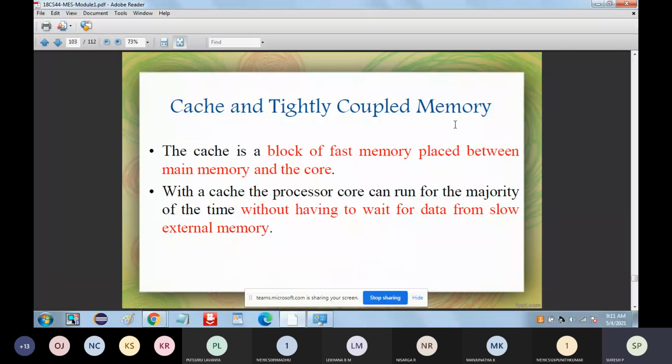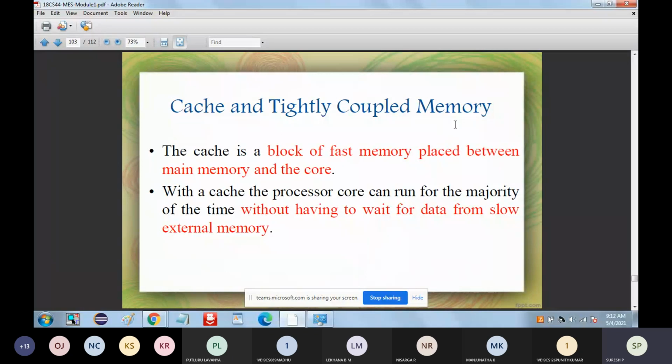Because if it has to come from the secondary memory, first the instruction or data has to be brought from secondary memory to the primary memory, which is nothing but your main memory. Then from main memory it has to be brought to the cache, then it has to execute. So the time taken to execute that particular instruction will be more. If you want to execute anything in less time, that instruction or data has to be stored in the cache only.